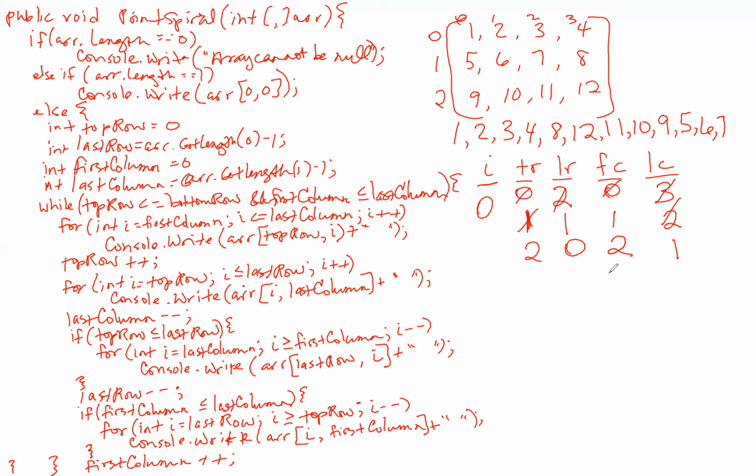And then since that's the case, we get out of our while loop and we can now look at our output and see how we did. So we went from 1 to 2 to 3 to 4 to 8 to 12 to 11 to 10 to 9 to 5 to 6 to 7. So we did it. We printed a spiral from a 2D array. And again, that is done in O of M n time. So M times N.